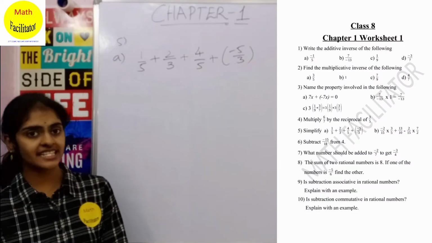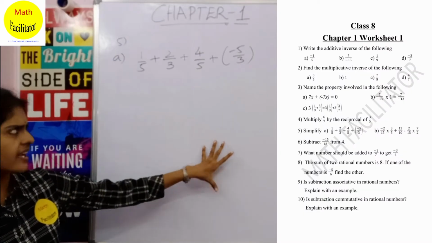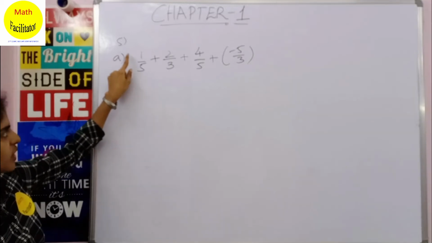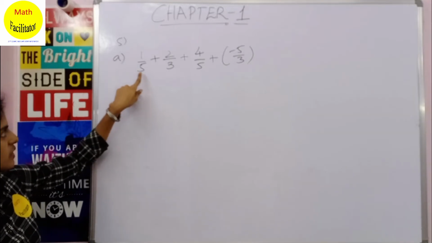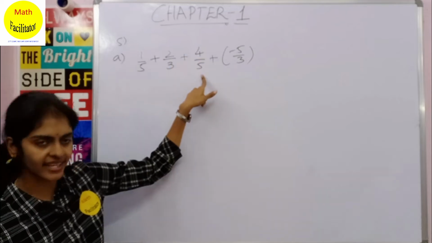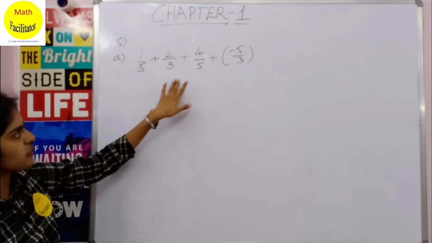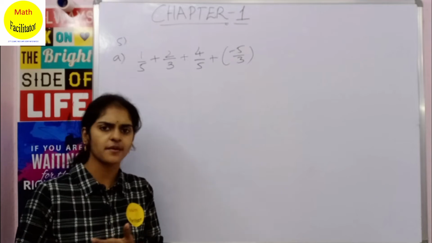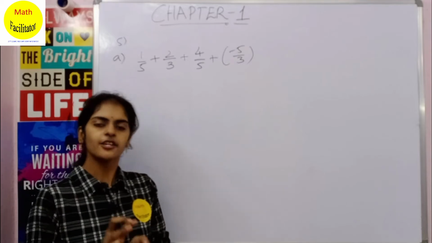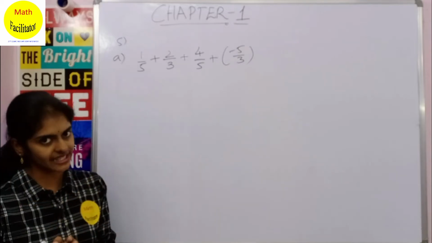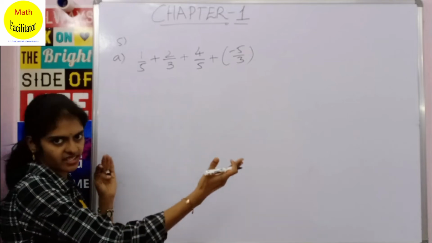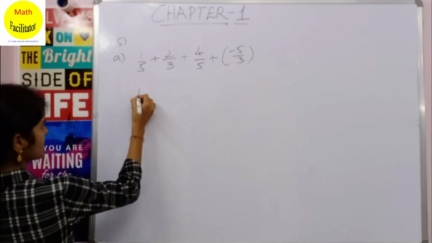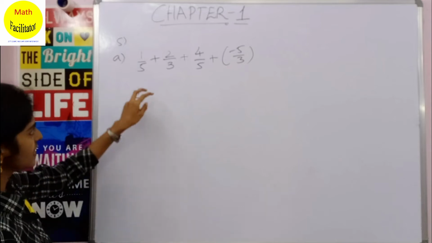Now the next question is you have to simplify this. So how will you do that? Just by looking at the question you can see that you have two like fractions here. 1 by 5 and 4 by 5 are like fractions, and 2 by 3 and minus 5 by 3 are like fractions, and you know that you can add or subtract like fractions very easily. Using the properties which we have already learned, we shall rearrange the terms so that our calculations will be easier. Clear?